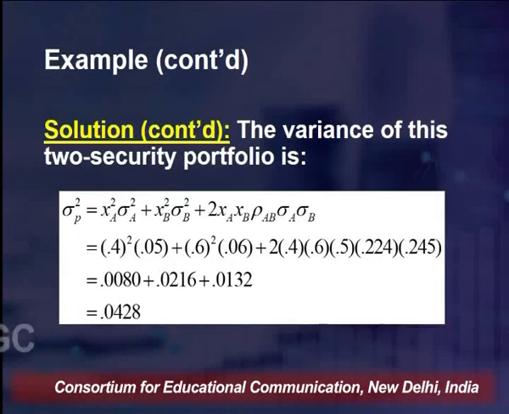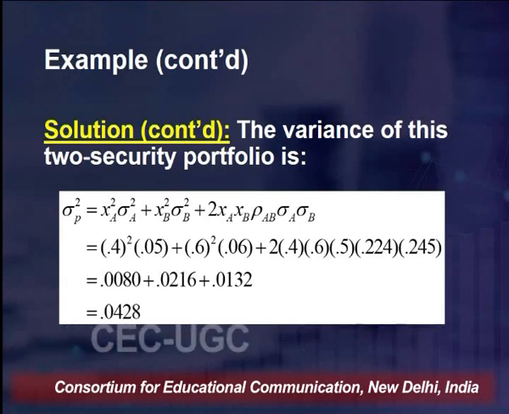Now let us calculate the variance of this 2-security portfolio. When we apply the same formula as we just discussed, we need to consider the weight of 1 squared multiplied by the variance, plus weight of 2 squared multiplied by the variance, plus 2 into weight of 1 into weight of 2 multiplied by their individual standard deviations, and then the correlation coefficient. So when we place all of these values here, we get that the portfolio variance is 0.0428, which is actually less than the individual variances of stock A and stock B.